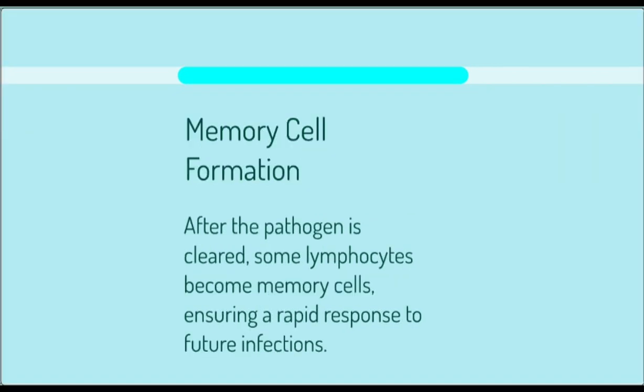Memory cell formation. After the infection is cleared, some lymphocytes differentiate into memory cells. These cells remember the specific pathogen, allowing the immune system to respond more efficiently if the same pathogen invades again in the future. This forms the basis of immunological memory.